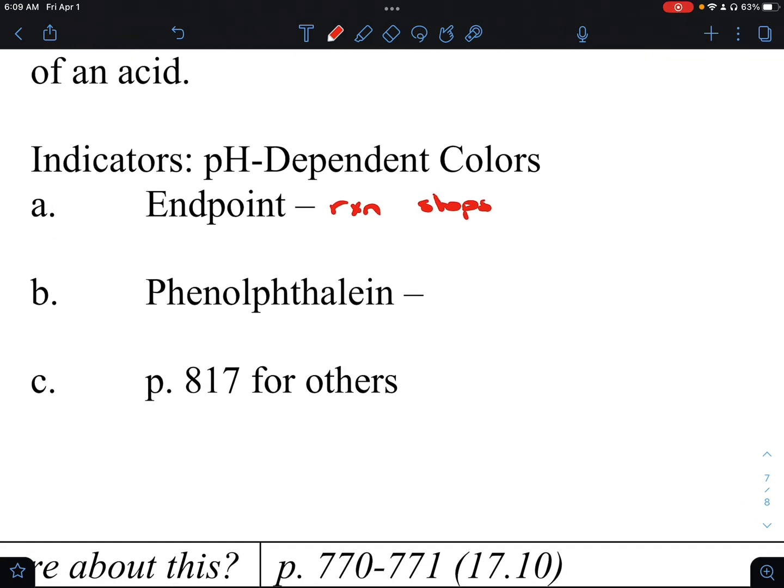Remember, phenolphthalein is clear at less than 8 and pink at greater than 8. There's also a whole list on page 817 of a whole bunch of other indicators.